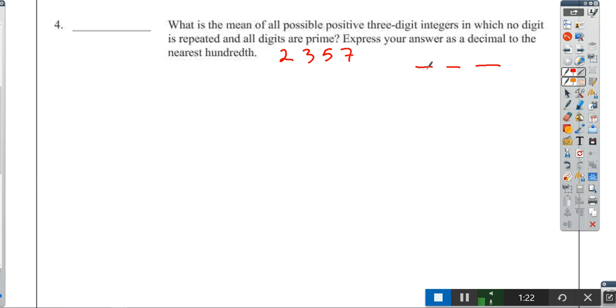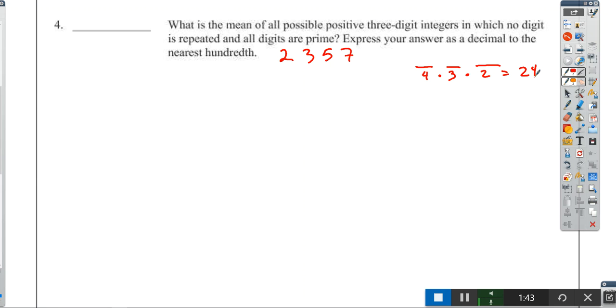So how many options do I have for the hundreds place? Well, I have 4 options. If I have 4 options in this place, and I don't repeat, how many options do I have in the tens place? Well, I only have 3, because it's 4 minus the 1 that's used here, which stands to reason I have 2 here, which gives me a total of 24 possibilities.